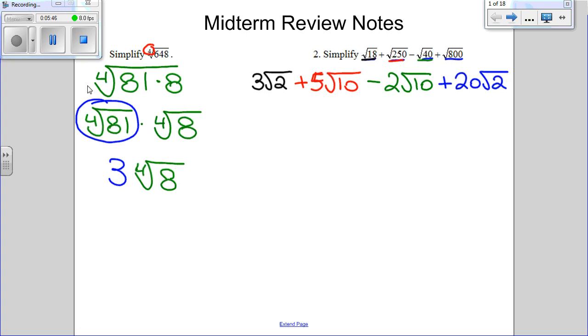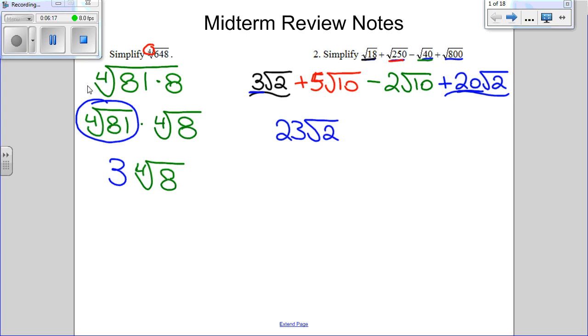All right, now that you've simplified them all, you go back to your original goal, which was to add and subtract them. And if you look, your black one and your blue one are like radicals because they're both square root 2's. That means you can add these together. If you have 3 square root 2 plus 20 square root 2, you have 23 square root 2's.